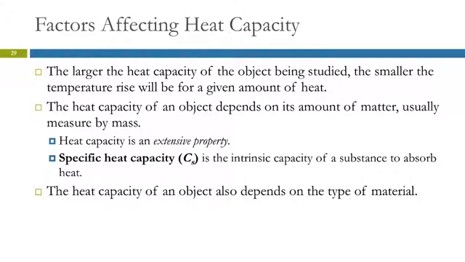Extensive properties are important, but they're not always very useful because they keep changing. You know, the mass of something, it depends on which sample you're talking about. Things like density stay the same. Those are intrinsic or intensive properties. So we can make the heat capacity into an intensive property by taking into account the amount of matter. So specific heat capacity, your book symbolizes this as C sub S. That's the intrinsic capacity of a substance to absorb heat. So it depends on the amount of stuff, but it also depends on the material.